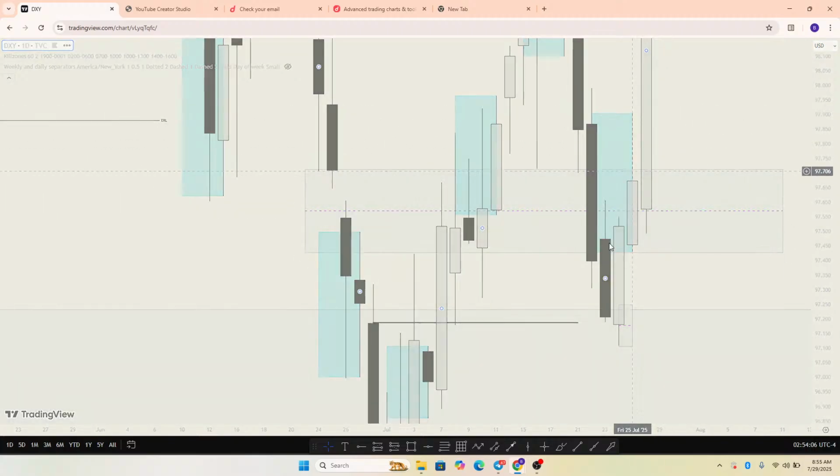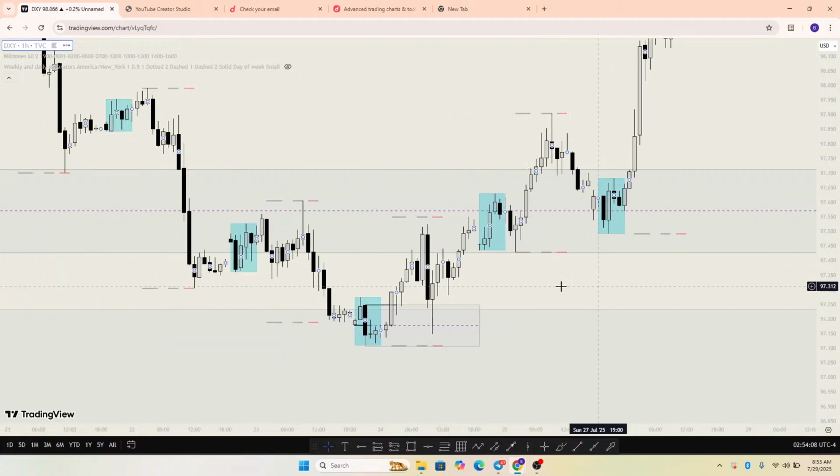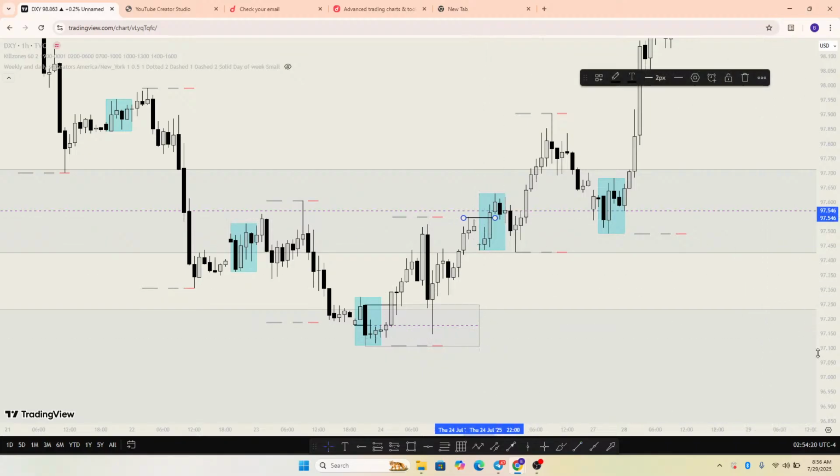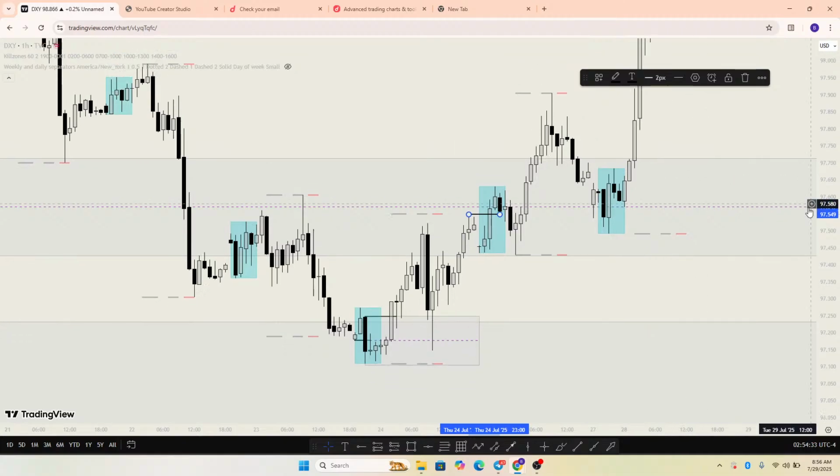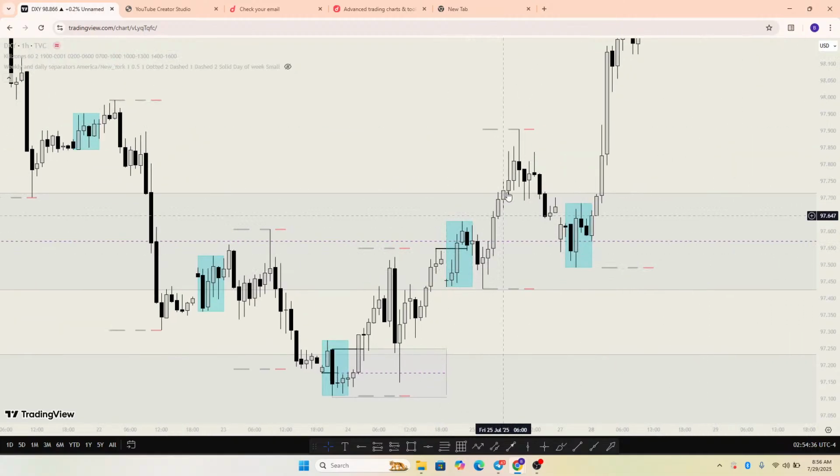So going back to our 1 hour, you will see that this is the high of Thursday. This is the high of Thursday, right? This is the high of Thursday, and we see price close above it. Now giving us an indication that it will be bullish on Monday, because this is Friday, and Friday closed above Thursday. So we know that price is going to be bullish.